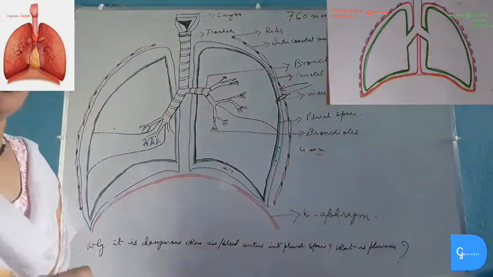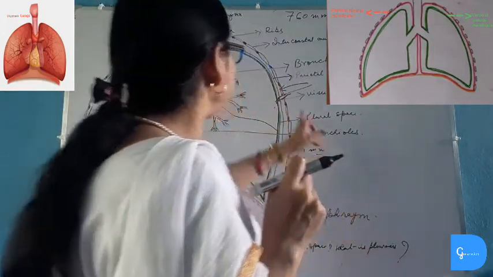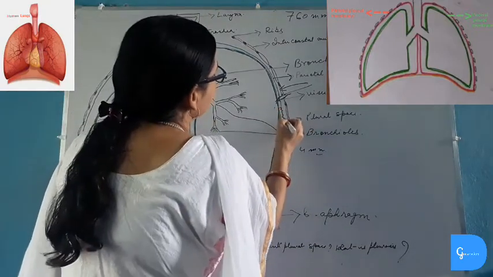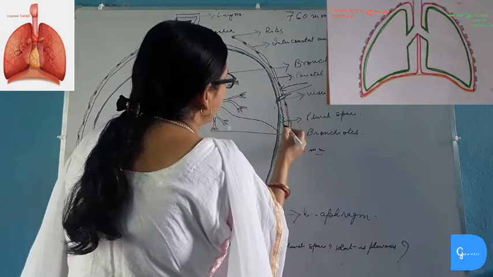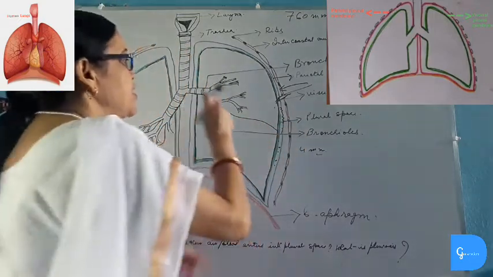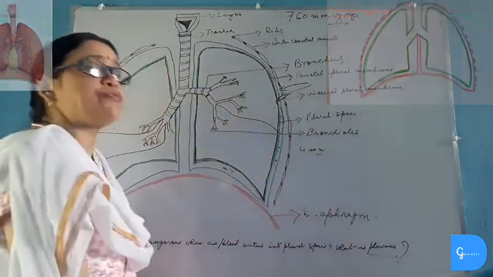What is pleurosis? By the term pleurosis, you can understand that it must be related to something to do with the pleura. Pleurosis means infection in the pleural layer, either the parietal pleural membrane or the visceral pleural membrane. So if there is infection in this pleural membrane, it is known as pleurosis and it is very painful.